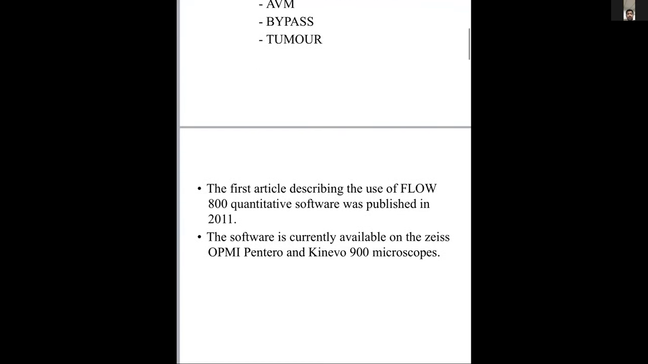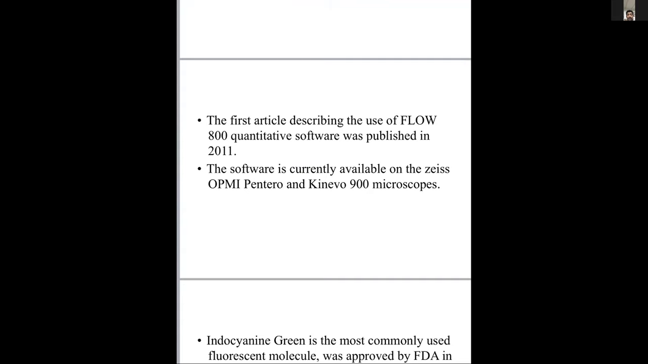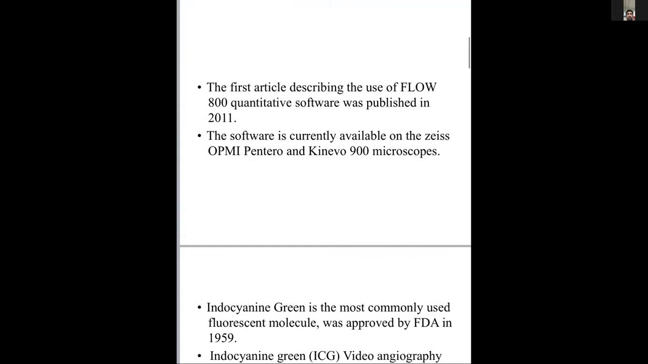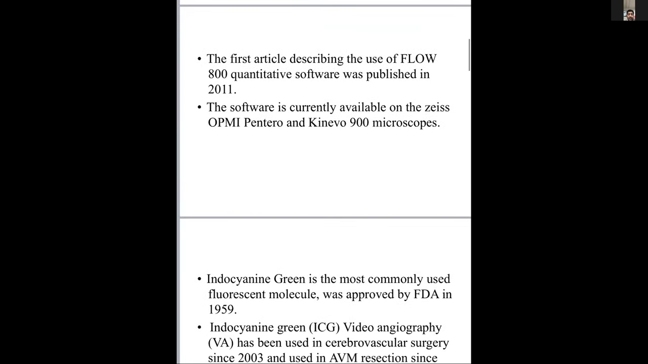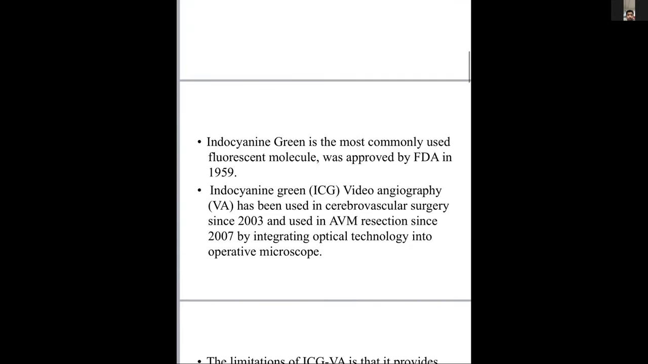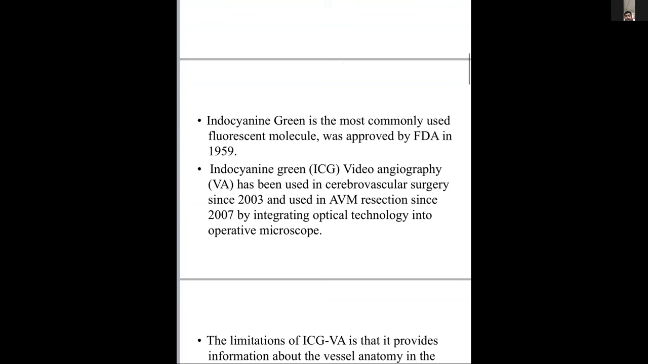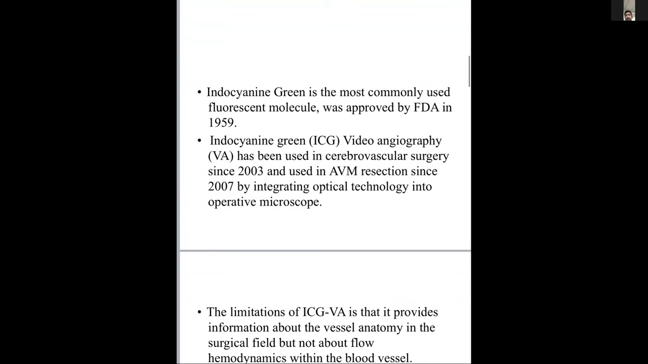The first article regarding the use of Flow 800 was published in 2011. This software is currently available in the Pentero and Kinevo 900 microscopes. Indocyanine green has been the most commonly used fluorescent molecule since 1959. ICG video angiography became popular, and it has been used in cerebrovascular surgery since 2003 and in AVM resection since 2007, by integrating optical technology into the microscope.